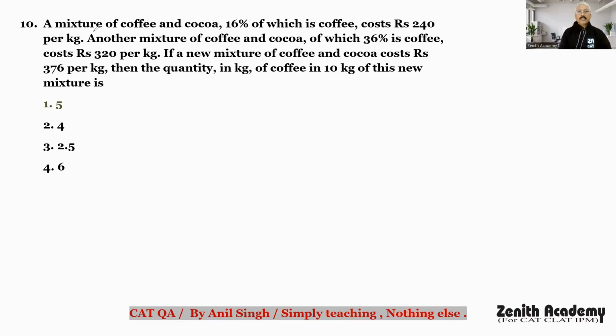Now the next question. A mixture of coffee and cocoa, 16% of which is coffee, costs rupees 240 per kg. Another mixture of coffee and cocoa, of which 36% is coffee, costs rupees 320 per kg. If a new mixture of coffee and cocoa costs rupees 376 per kg, then find the quantity in kg of coffee in 10 kg of this new mixture.